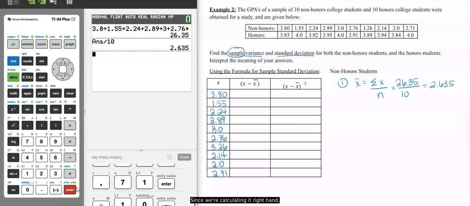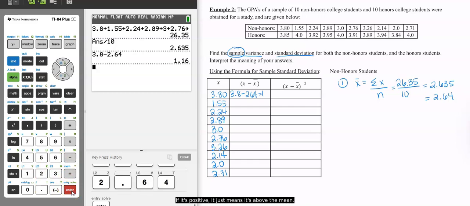2.635. Okay, so since we're calculating it by hand, the more decimals we have, the more decimals we will have when we square it. So I'm actually going to round this just to 2 decimal places. So that way it's a little bit more manageable to do by hand. All right, so my next step is to go through and actually fill in that second column here. So I'm going to take 3.8 minus 2.64. I'll find those deviations. It can be positive or negative. If it's positive, it just means it's above the mean. If it's negative, it means it's below the mean. So I found that difference there, and then I'm going to square it.